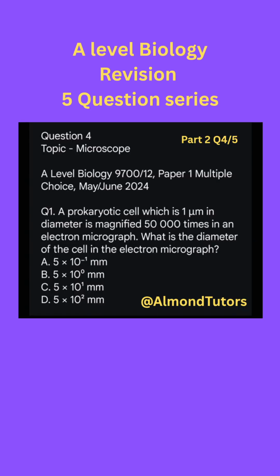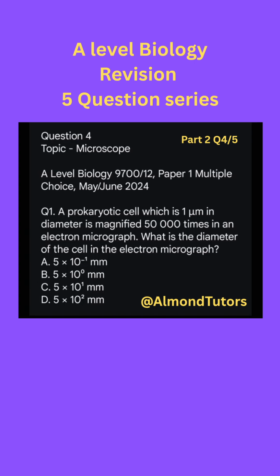We are now on question 4 of the 5-question series on microscopy. Remember, we are working on A-level biology revision strategies for paper 1 multiple choice, and the paper code is 9700/01 or /11. It could be 11 or 12. Today we look at an actual question from May/June 2024, like we've done before.